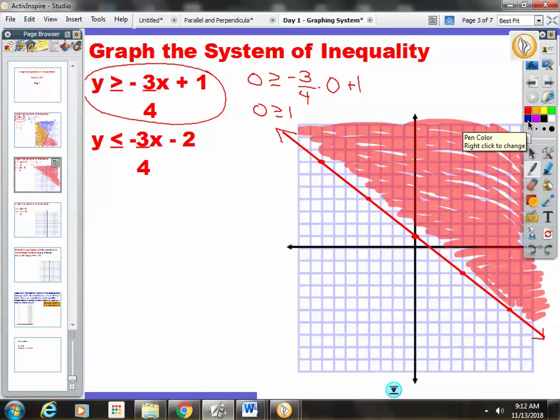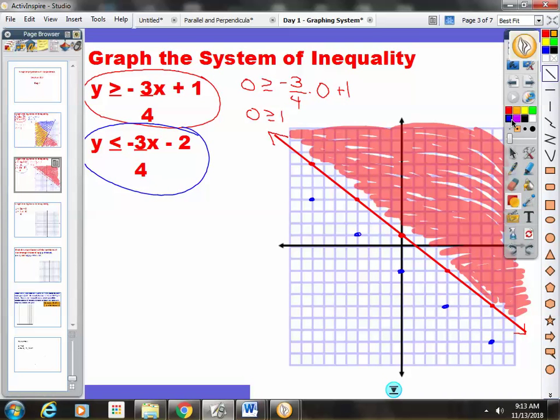For the second inequality, they have the same slope. So what's that going to make my two graphs? Yeah, they should be parallel. So the y-intercept for that second one is at -2, and the slope is once again -3/4. Down 3 and right 4. Up 3 and left 4. Will this one have a dash or a solid line? Solid as well.